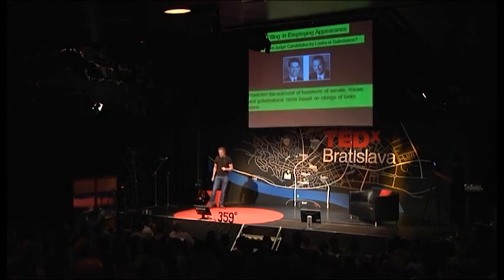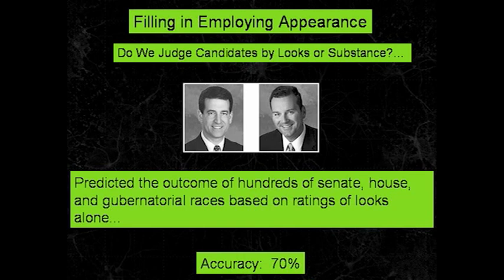And then he took a bold step, and he predicted the outcome of each of these elections based purely on who was voted more competent looking. And the question is, how successful was he? If competence had no effect, he would be 50% successful, but he was 70% successful. So in 70% of the cases, the more competent looking person won the election.